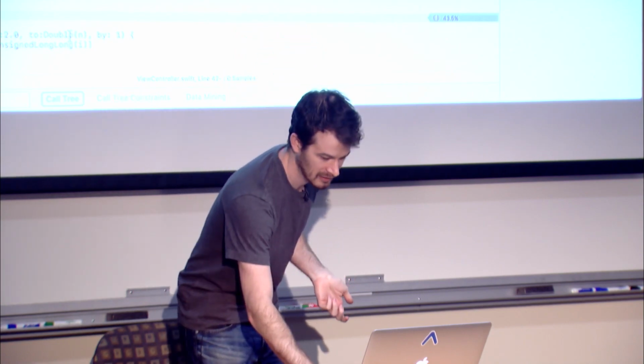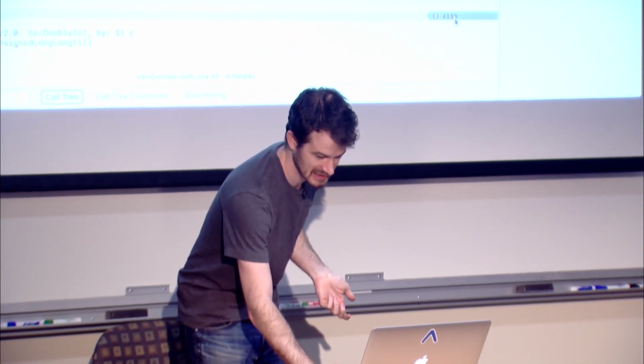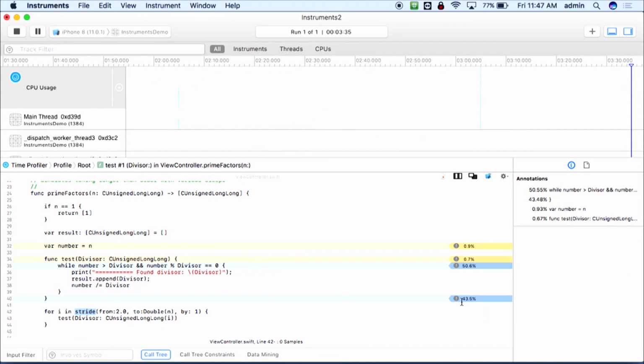And what our Instruments demo here is saying is that 43.5% of it is taken up. I think this line should actually be referring to the line immediately following it, the line that's actually doing the stride. So just doing this many iterations of the loop is taking a lot of time. And then inside of here, we're spending a lot of time iterating on these loops. So it's just as if the total number of loops that we're doing is just too many.